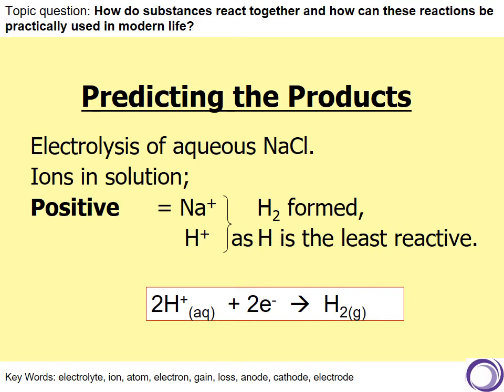And again here we have sodium and hydrogen. We said that hydrogen was the least reactive and that would form, but hydrogen exists as H2 gas, so we need 2 H+ ions which each gain 1 electron, and then they will form hydrogen gas.